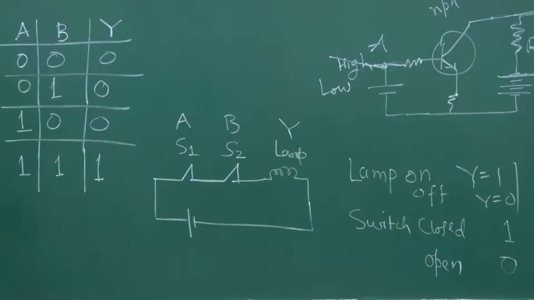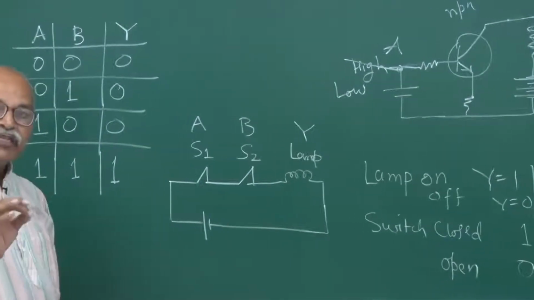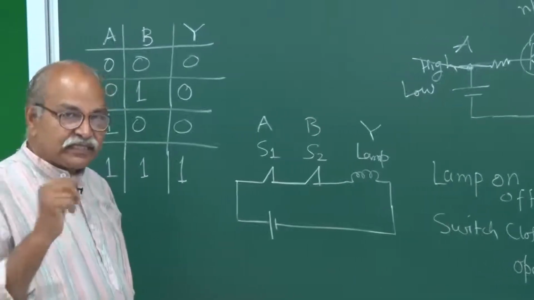So this is the meaning of this AND. You can make this AND digital circuit using PN junction diodes. Let's see how.